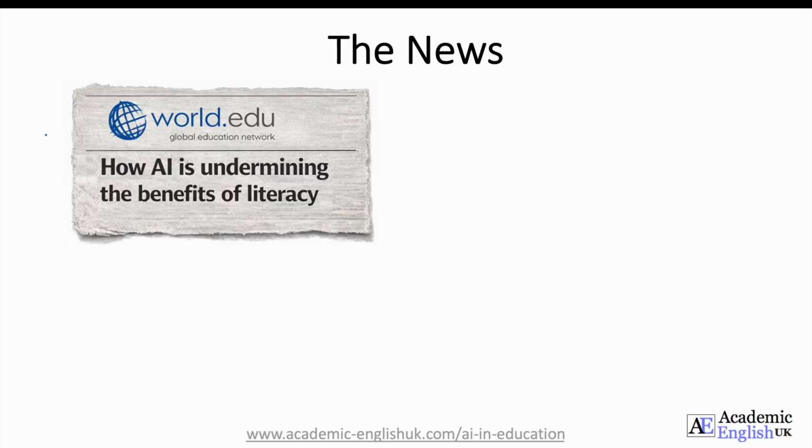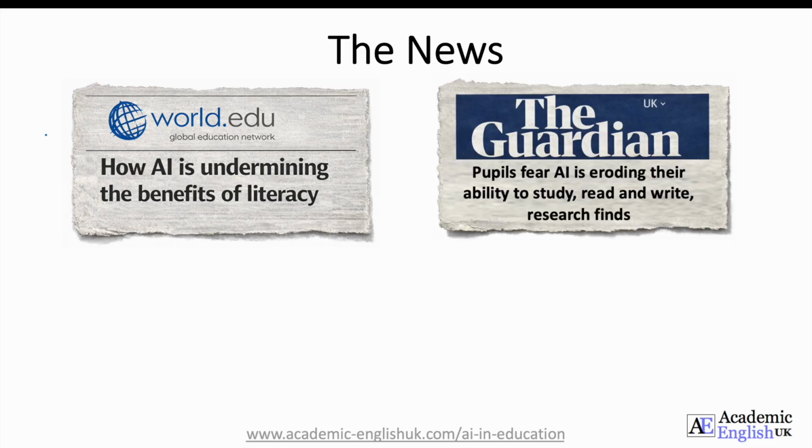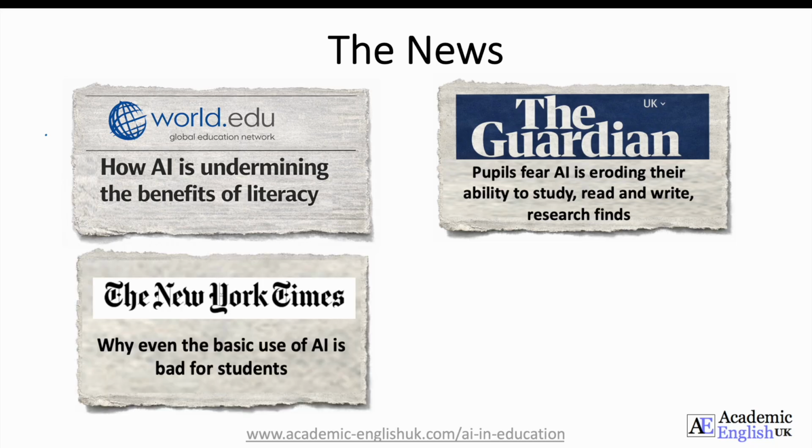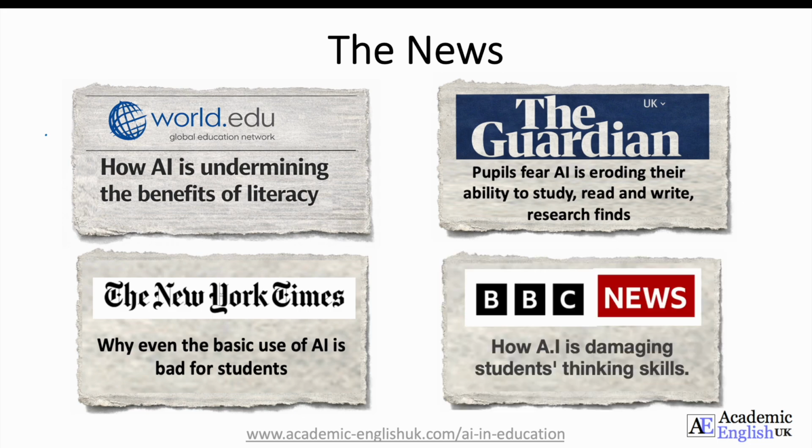Global Education Network examines how AI is undermining the benefits of literacy. The Guardian reports on how pupils fear AI is eroding their ability to study, read, and write. The New York Times raises concerns about why even the basic use of AI is bad for students. And the BBC News discusses concerns about how AI is damaging students' thinking skills.